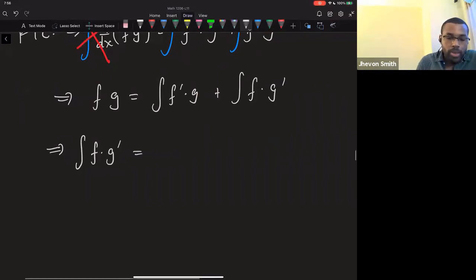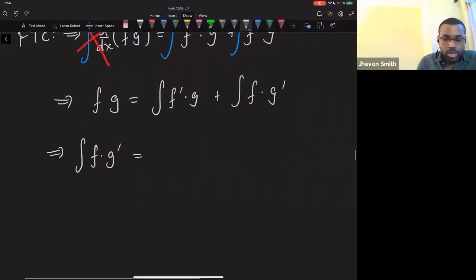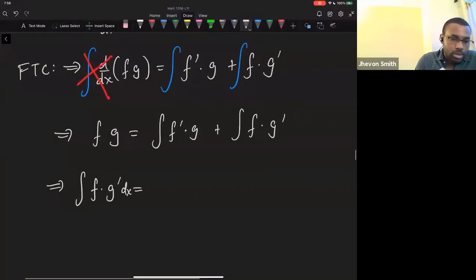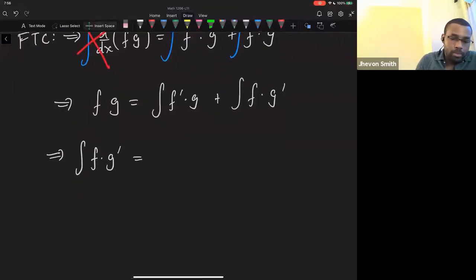So this is going to be, of course, technically there's a dx here when you start integrating, right? I don't want to write that in right now. Don't want to confuse things. So we have f times g prime, the integral of f times g prime. I'm going to take the other integral, move it to the side where the f and g are. So that's going to leave me with f times g minus the integral of f prime times g.